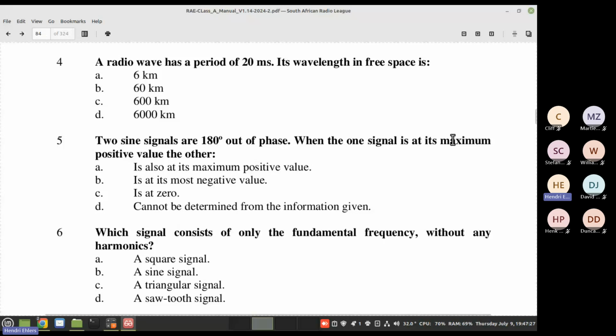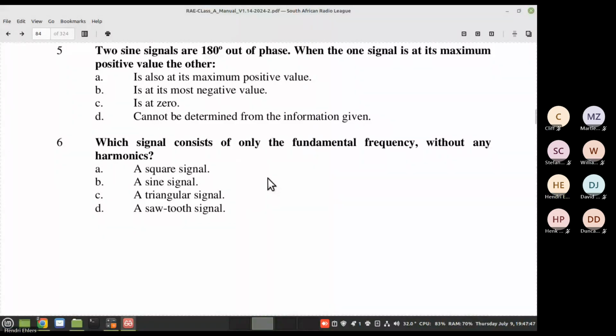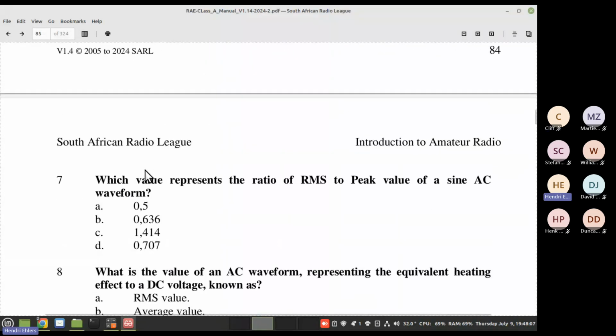When one signal is at its maximum positive value, the other would be at maximum negative value. Is it good? Yes. Okay, this one you guys must also answer because I've said that repeatedly. Which signal consists of only the fundamental frequency without any harmonics? Sine. That's a B. Good. Right, next one.